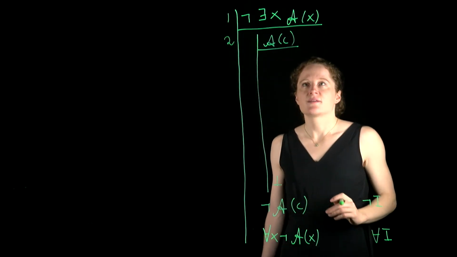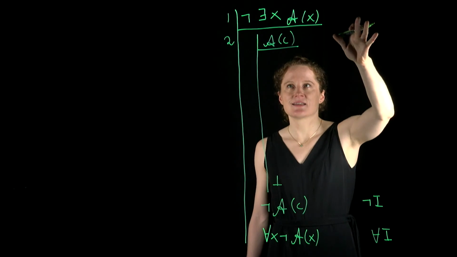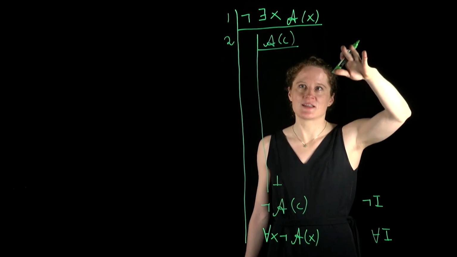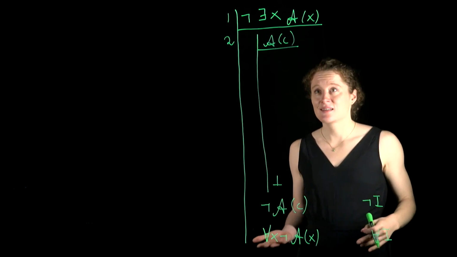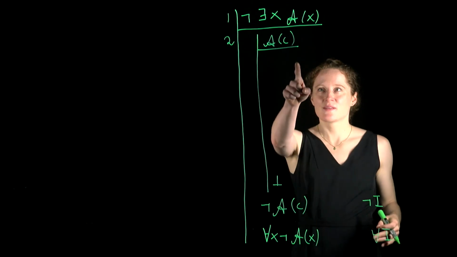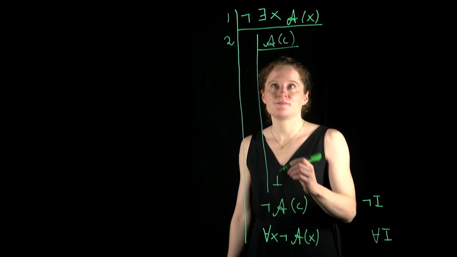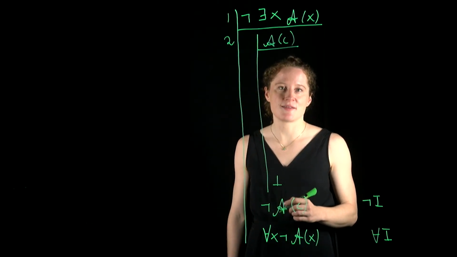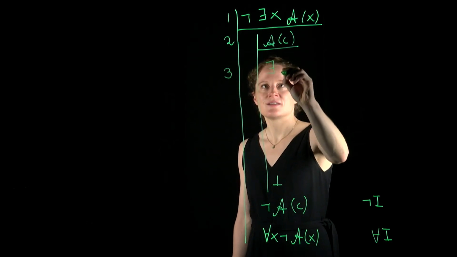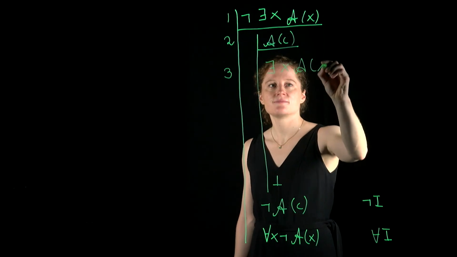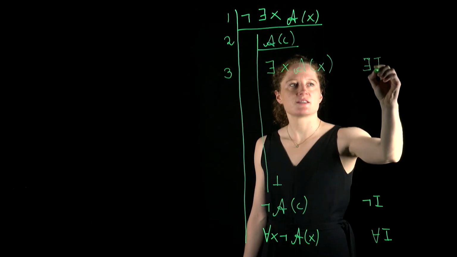Okay, so I have two sentences up here at the top of my proof. The first sentence is, it's not the case that there's an x such that Ax, and the second sentence is Ac. Now, this gives me an idea. If the object c is A, then that means that something is A. And that's going to contradict the sentence in the first line of my proof. So I am going to infer there is an x such that Ax using existential introduction applied to line 2.